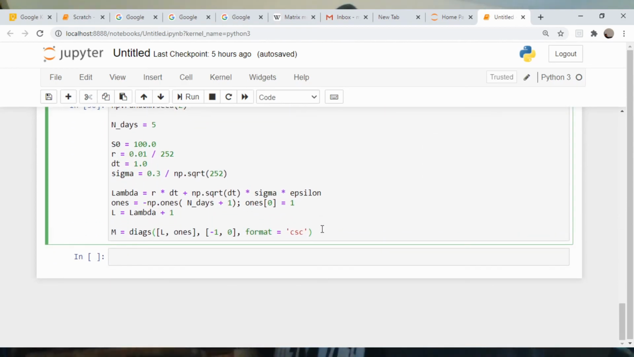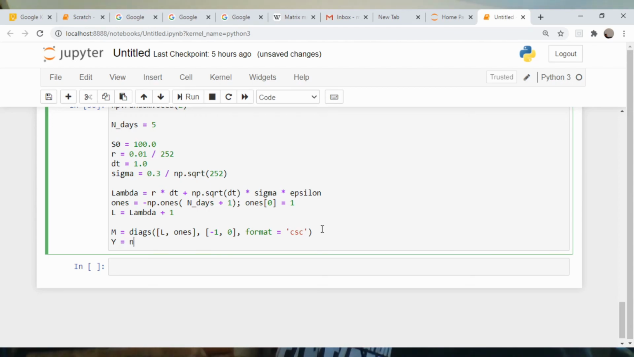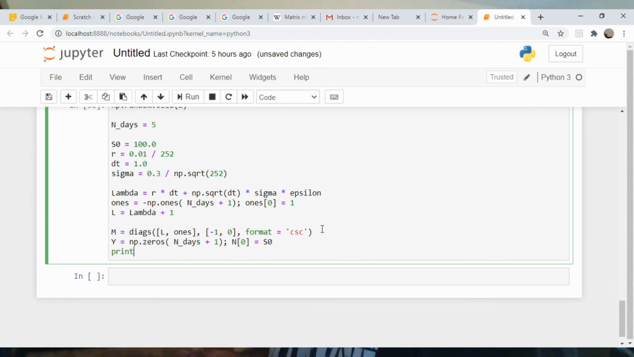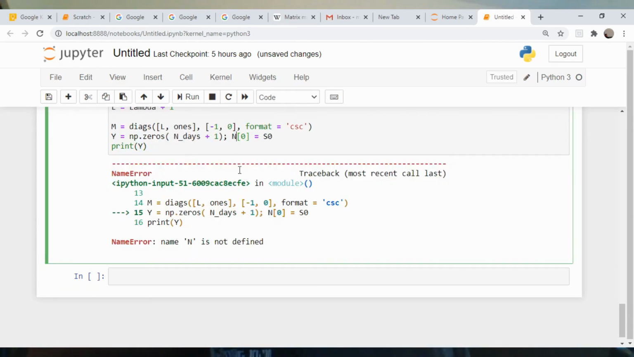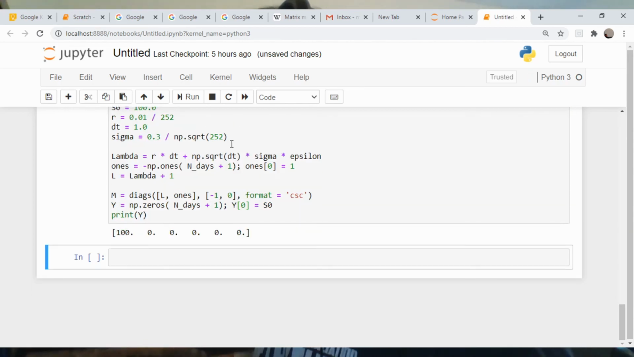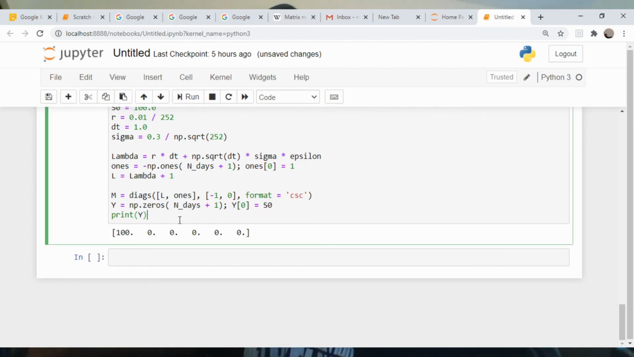So let's call it capital Y, and that's np.zeros, and it's n days plus 1 long. And let's just change that first element, index 0, to S0. Print Y. So here we go, 100, and then all of the others are zeros. So let's get rid of that. And now we're ready to solve the problem.